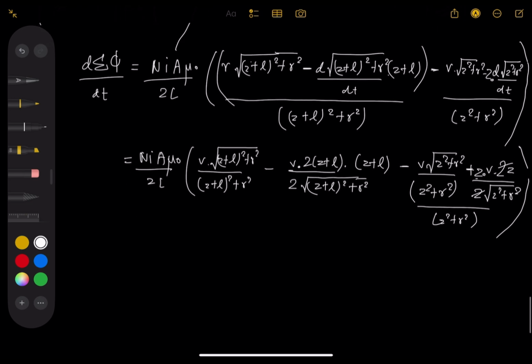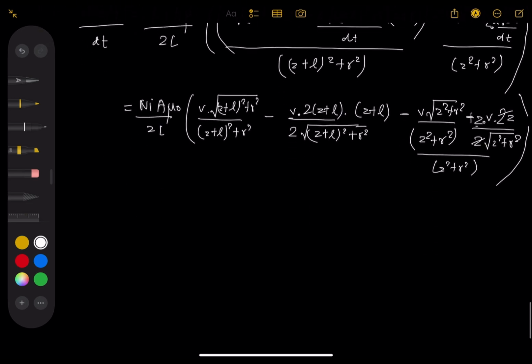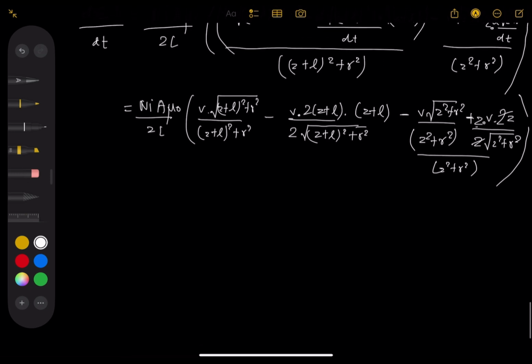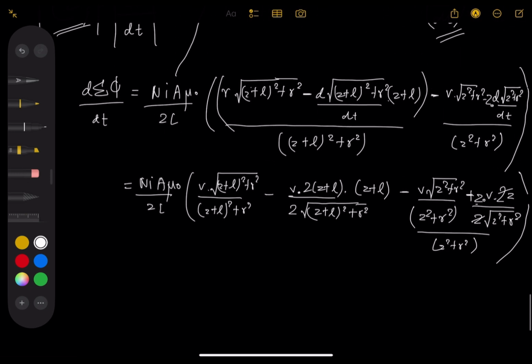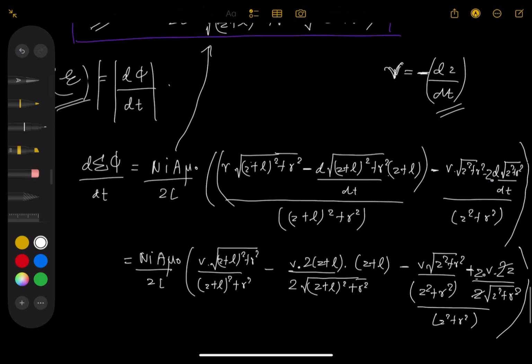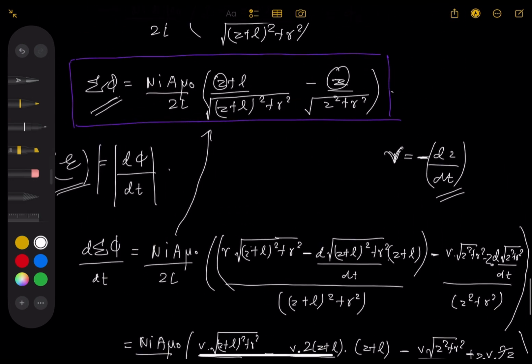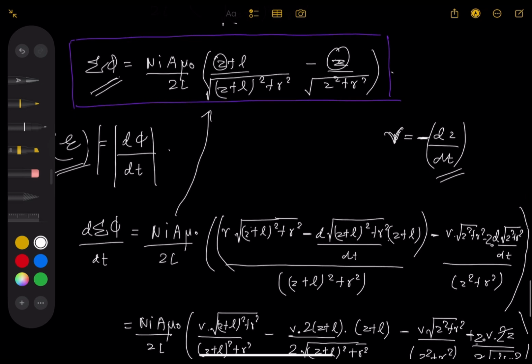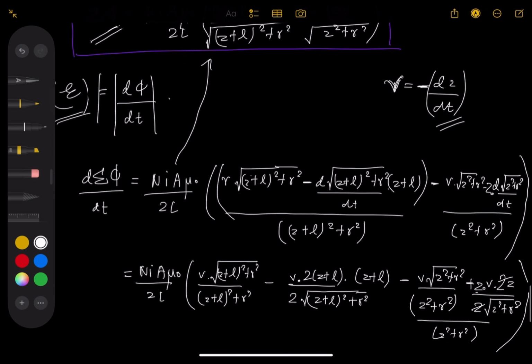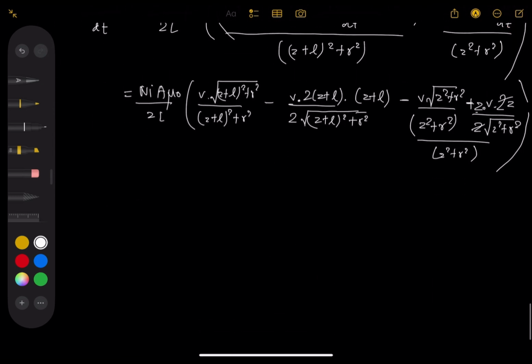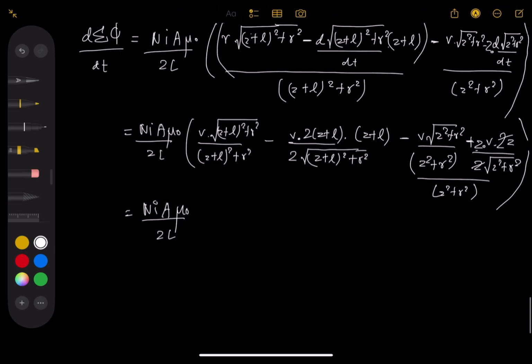So it's a pretty monstrous expression that we have derived. We don't really have a choice though. What choice do we have? Nothing. So let's simplify it.